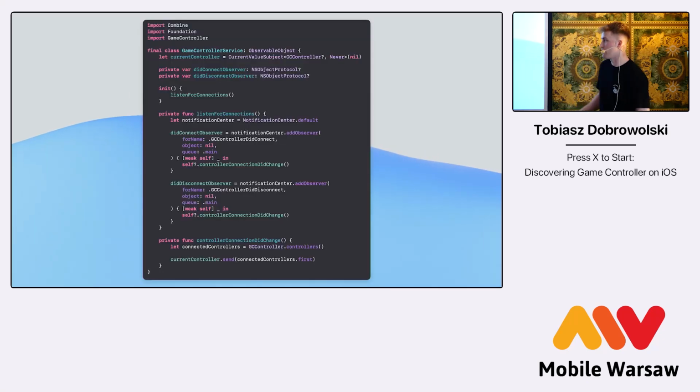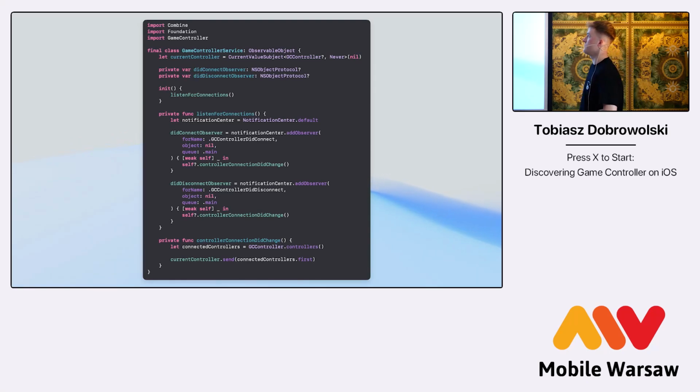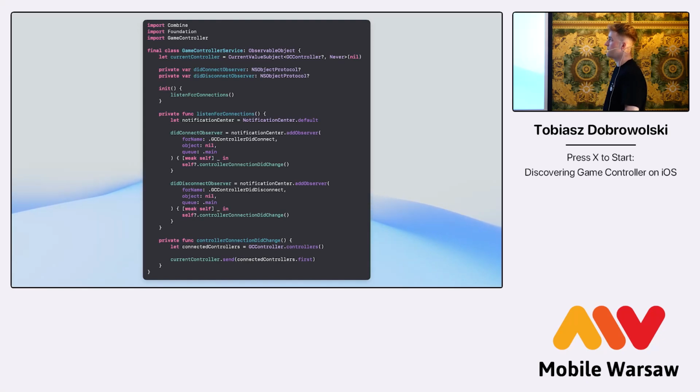That's the code I showed you that discovers that something was connected or did disconnect, but it's now wrapped in the game controller service class that I created. What I want to do is store the current controller in the current value subject if it was connected, and bind to it later.